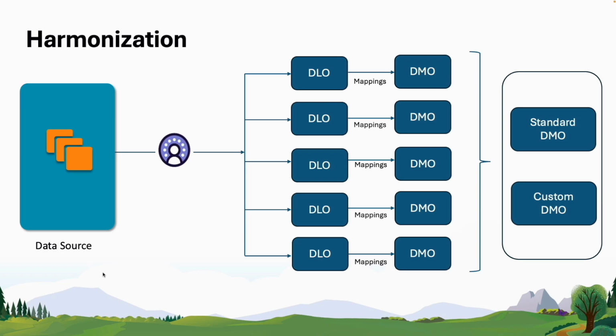What is a standard data model object? A standard data model object comprises commonly used objects like contact, account, and case, and each standard data model object will have the most commonly used fields in the business. These are ready to use and allow us to create the mapping quickly. Also, we can extend the standard data model object by creating new fields in it.